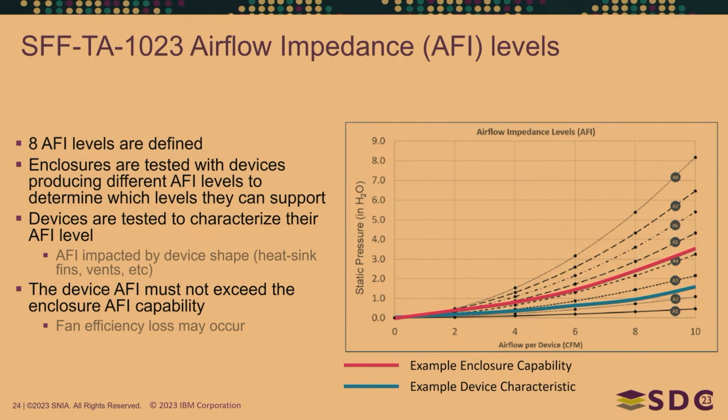So here's an example. You might have an enclosure, in red here, which was characterized at an A4 level, and you'd always round down to the next lower level for the enclosure. Then you have a device that's an A3 level, and you round up for the devices to the A3 level, so that if you're on the edge, you don't over-advertise capabilities.